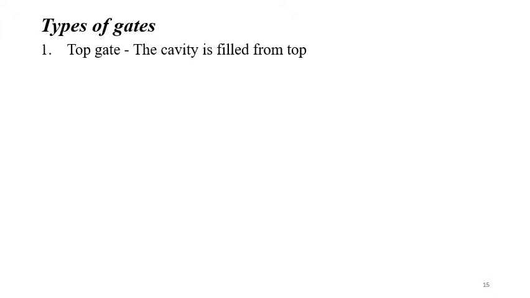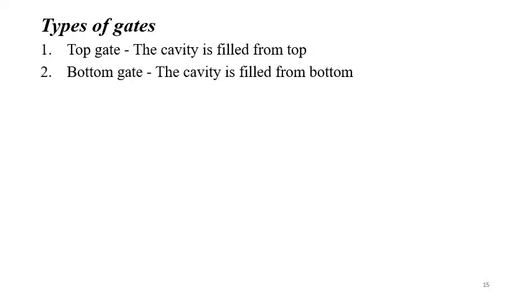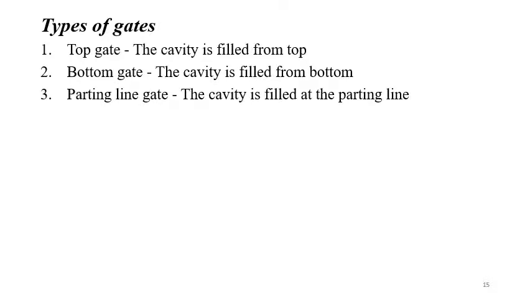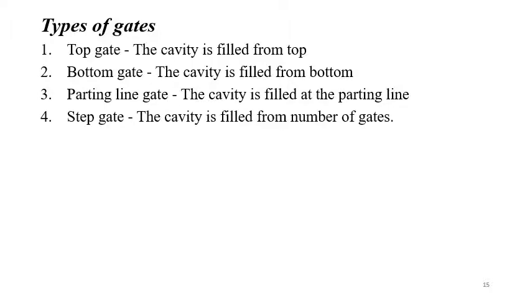The first one is the top gating system, where the cavity is filled from the top, with the liquid metal flowing with the help of gravitational force. In the bottom gating system, the liquid metal enters the bottom side of the cavity. In the parting line gate, the metal enters and fills the cavity at the parting line. In step gating, the cavity is filled from a number of gates.